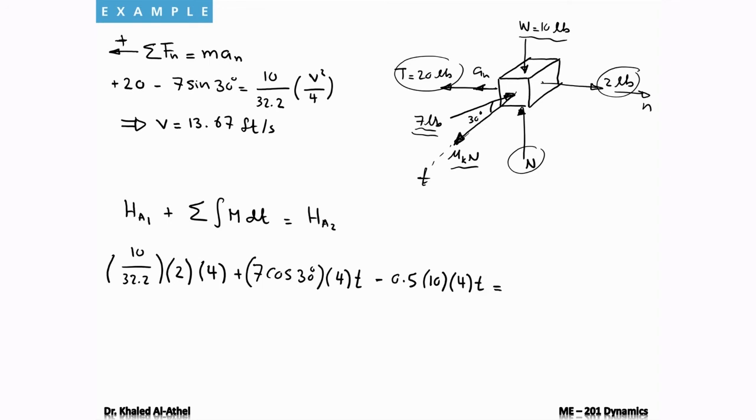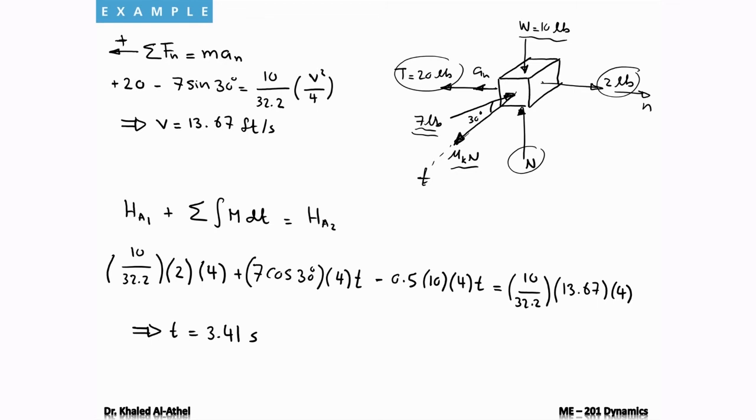This should equal HA2, which should be similar to HA1 except for the velocity. So it's going to be 10 over 32.2 multiplied by the velocity, which is 13.67, multiplied by R, which is 4. So everything is known in this problem except for the time. Applying this gives you that time should equal 3.41 seconds.